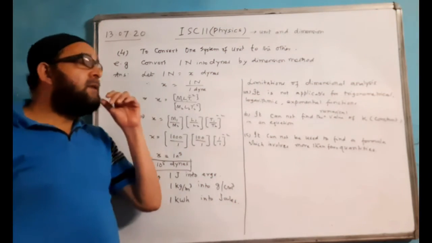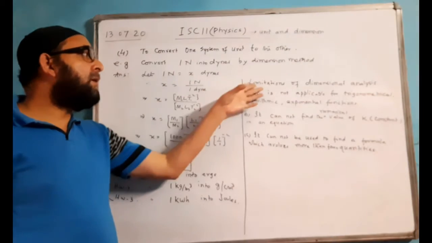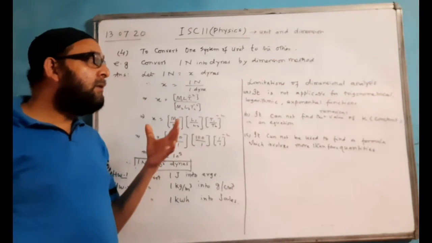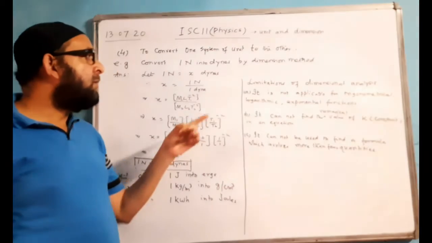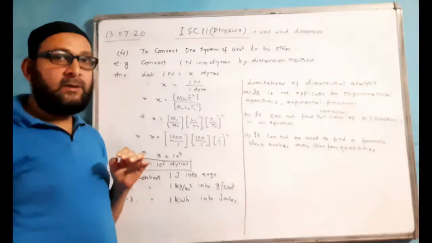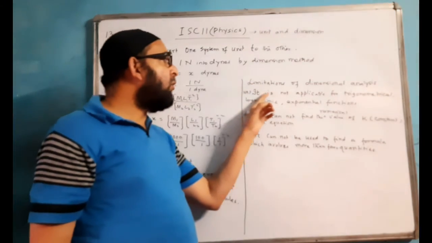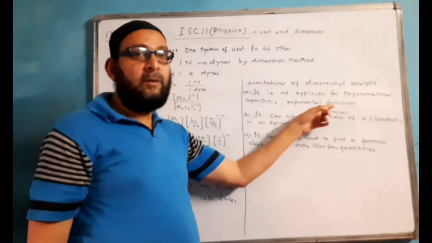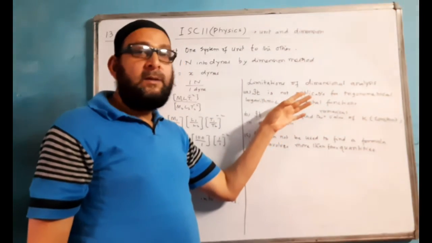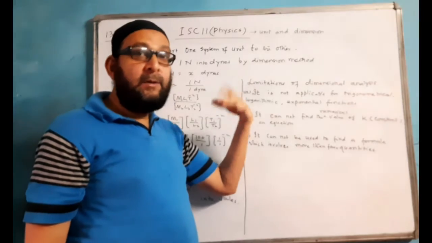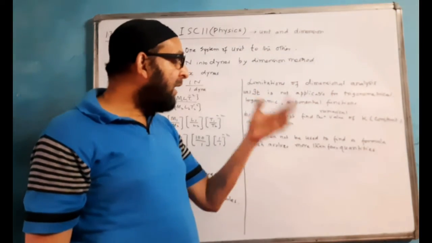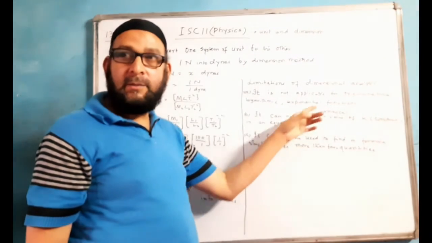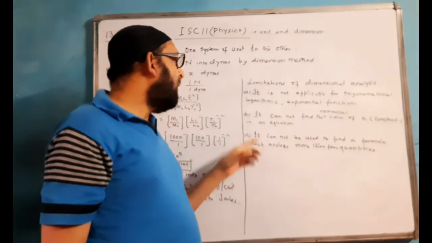Now the last part of this chapter is the limitations of dimensional analysis. That is where the dimensional method fails. It fails under these 3 situations. First one is it is not applicable for trigonometrical, logarithmic, exponential functions because they are all dimensionless functions. So we cannot apply the method of dimension and derive a formula which involves trigonometrical, logarithmic and exponential functions. It will fail over there.